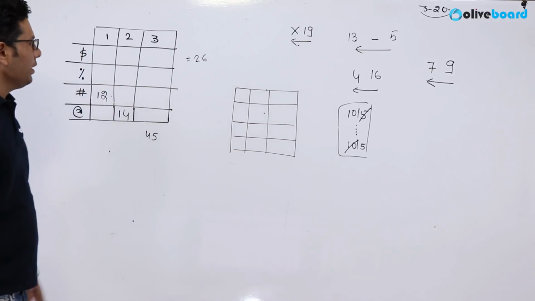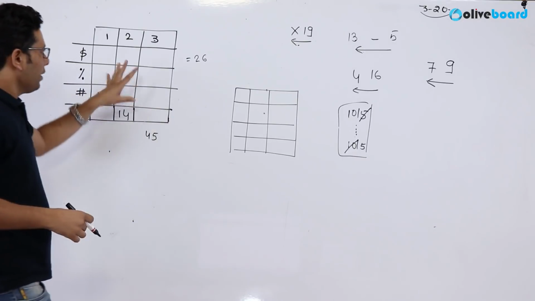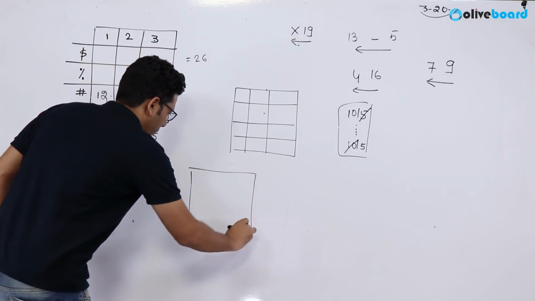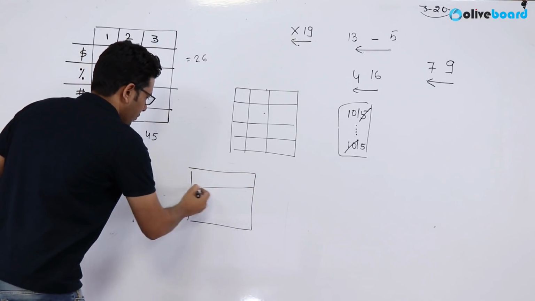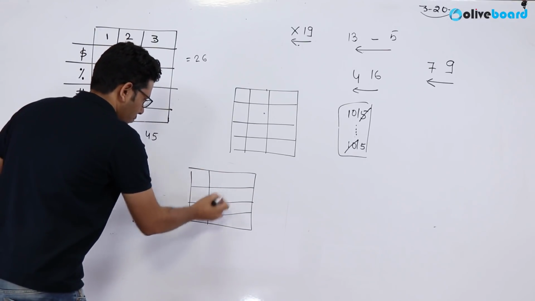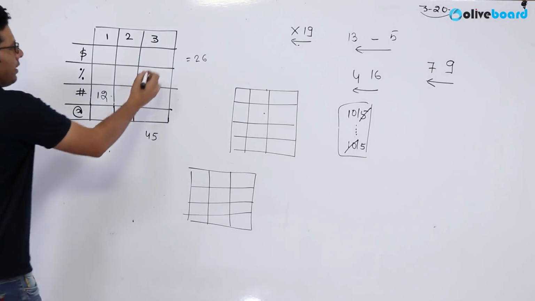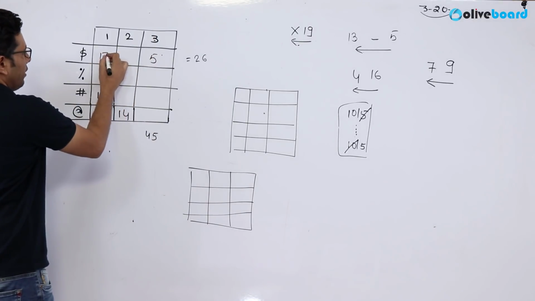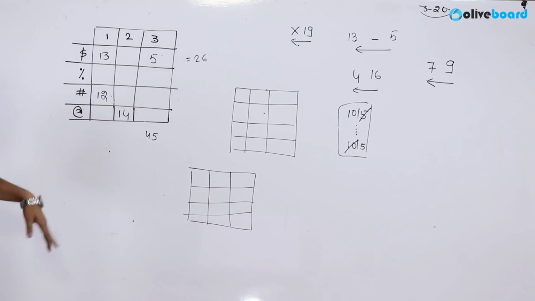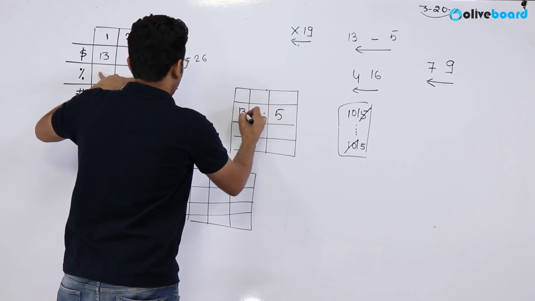I will consider this one. I'm not writing 1, 2, 3 or hash, dollar, whatever they have given. In the final answer, I will write it. So I am making one more. My 5 and 13 can be like this. In this scenario, this is 5 and 13. Then in this scenario, I'm taking this 5 and 13.